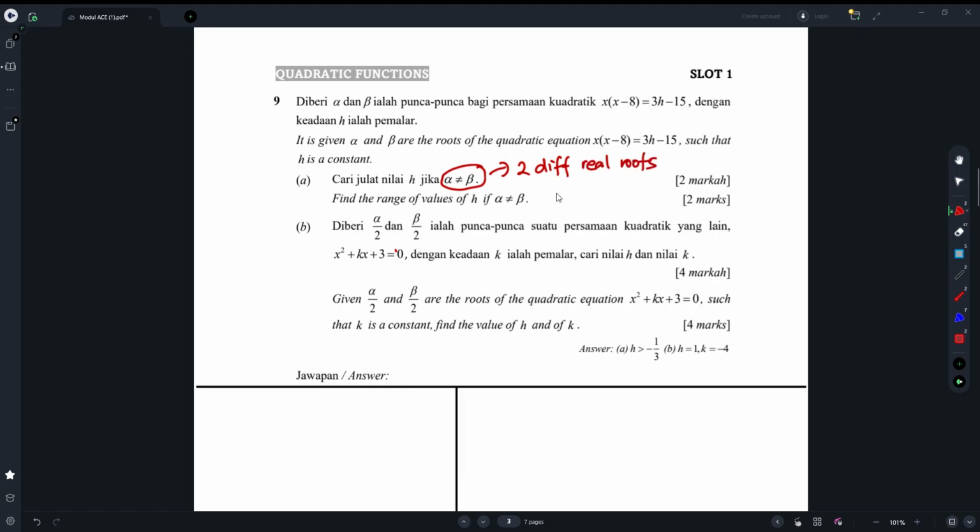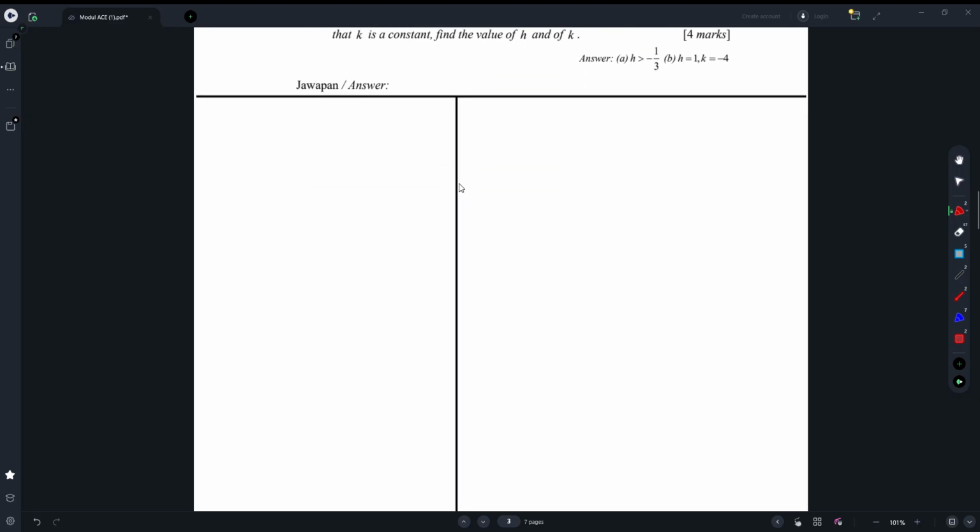Because if there is no roots, there is no alpha beta. If alpha is equivalent to beta, that means two equal roots. And since alpha and beta are not equal, there are roots, they are real roots, but both of them are different from each other. So we can make a conclusion for this case that b square minus 4ac must be greater than 0. And using this discriminant, we're going to find the range of values of h. So that's how we're going to settle this question.